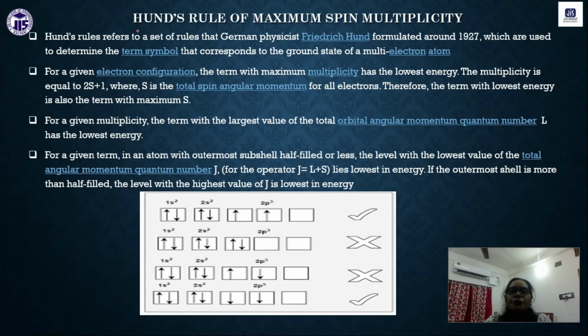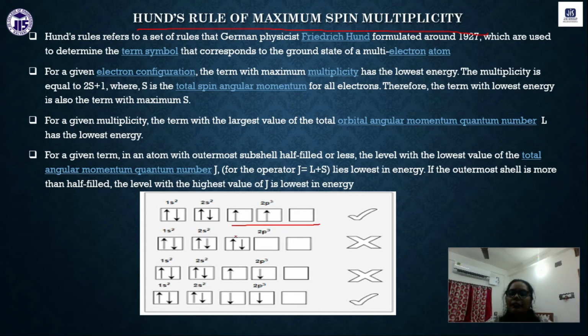Okay, next one is Hund's rule of maximum spin multiplicity. According to Hund's rule, we have the 2p orbitals, px, py, pz, and all their energies are the same. So what will happen if we have electrons?